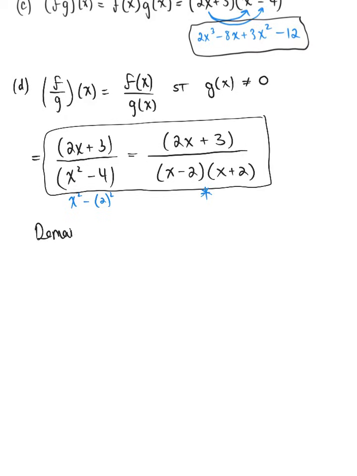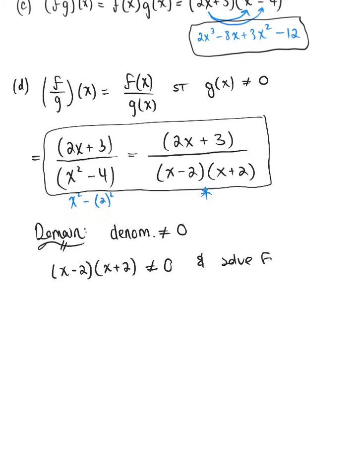So of course, we know that the domain of a rational function, or a fraction function, cannot have 0 in the denominator. So our denominator cannot be equal to 0. So we're going to go ahead and set that factored denominator, x minus 2 times x plus 2, not equal to 0, and we want to solve for x. So applying that zero factor property, we have two cases to consider. We have x minus 2 cannot be equal to 0, and we also need to think about where x plus 2 cannot be equal to 0.